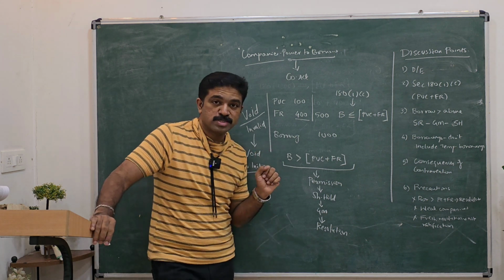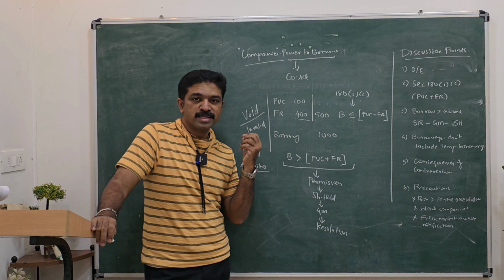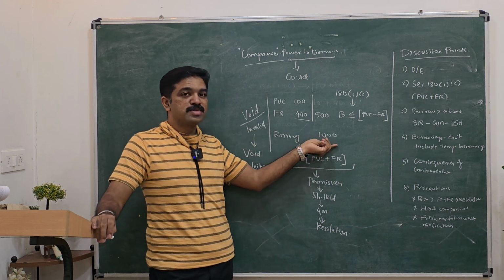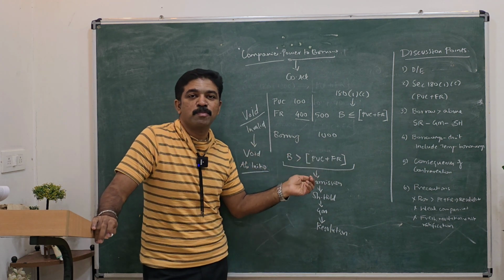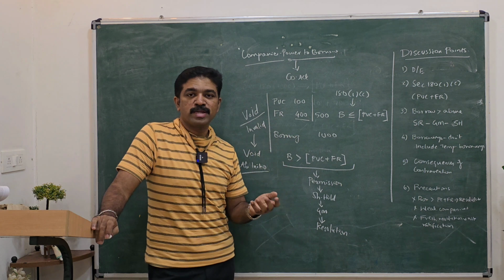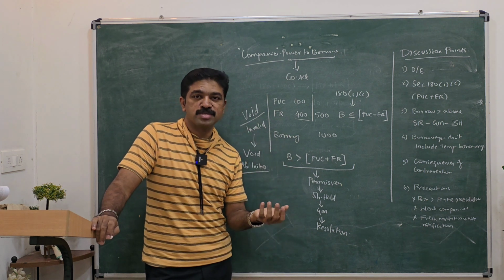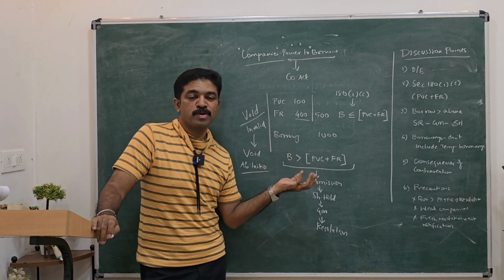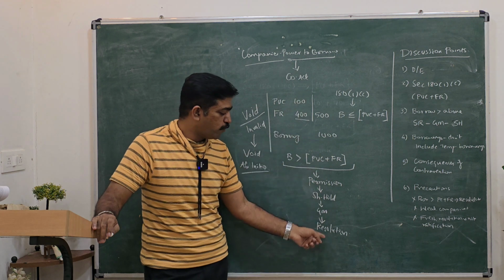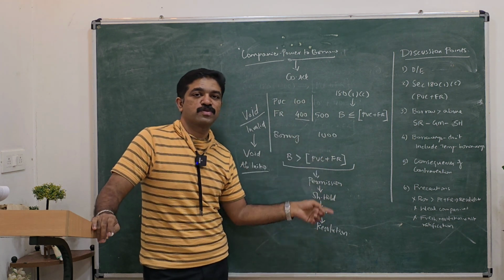So what is the consequence? The consequence is that the lender, whoever has given this money, may not be able to claim that money. They may not be able to enforce it following the provisions of the law, because right from the beginning they have not followed any of the provisions of the law.